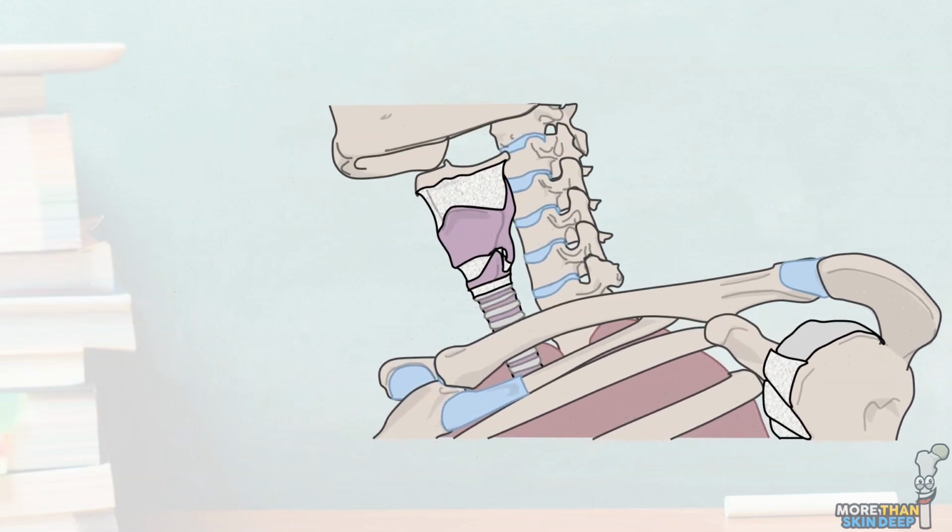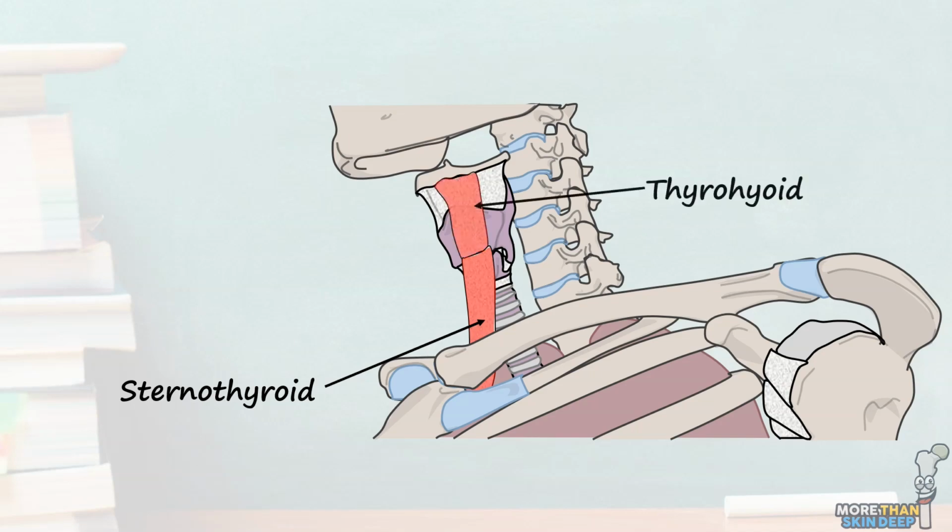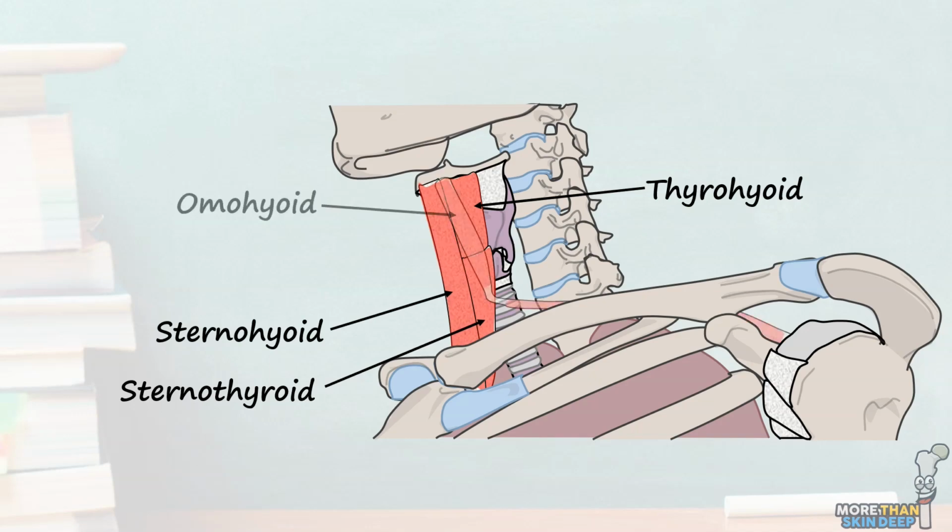Starting with the infrahyoid muscles, we have the sternothyroid, which goes from the sternum to the lower part of the thyroid cartilage of the larynx. The thyrohyoid muscle, which spans between the thyroid cartilage and the hyoid bone. The sternohyoid muscle, which goes all the way from the sternum to connect to the hyoid bone. And lastly, the omohyoid muscle, which goes from the lower part of the hyoid bone all the way to the superior border of the scapula.